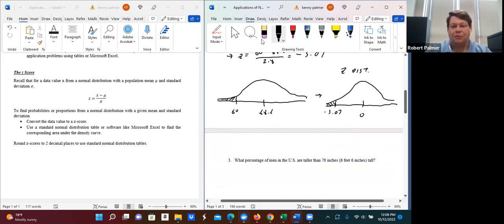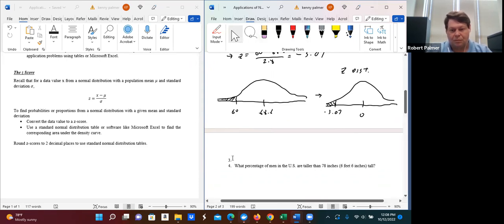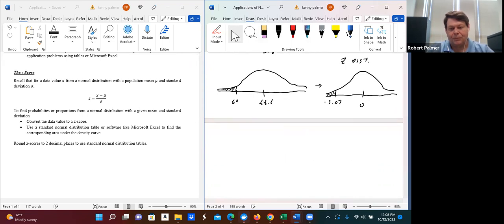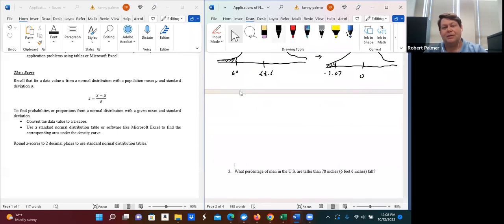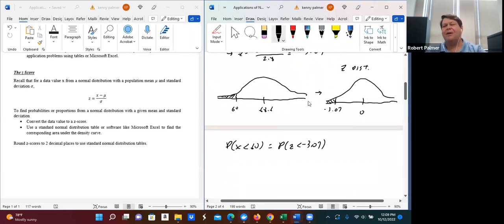Let me move this down, I need more space. Okay. So what we can say then is that the probability that x of the original distribution is less than 60 is the same as the probability that z is less than negative 3.07. Because once again, these are the same distribution, it's just scaled differently. This is the same area here and here. So if we answer this, it will give us the answer to this.